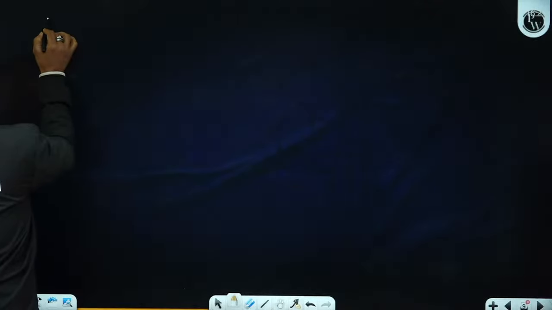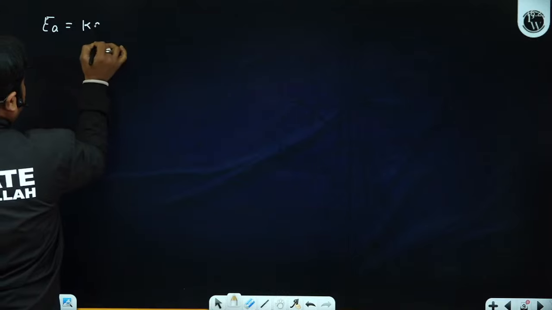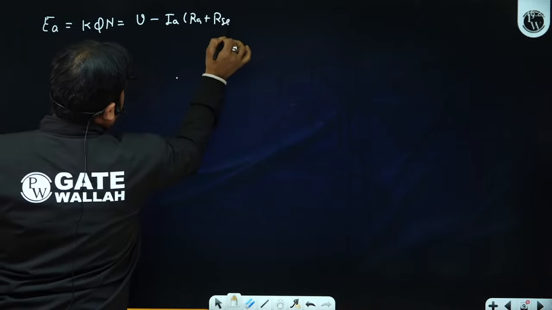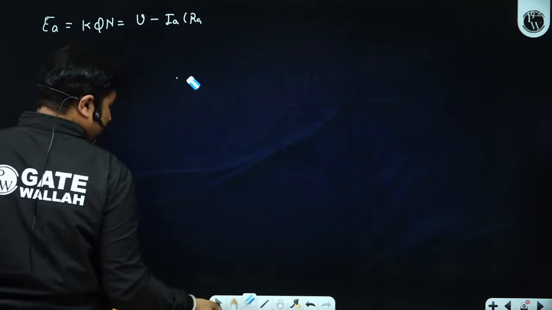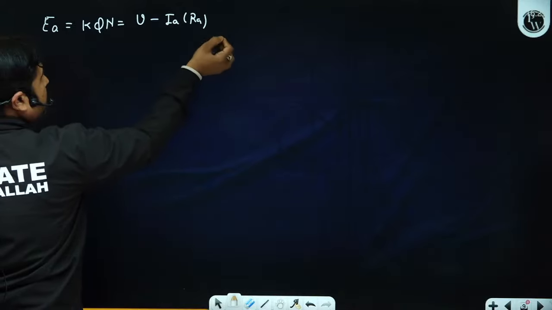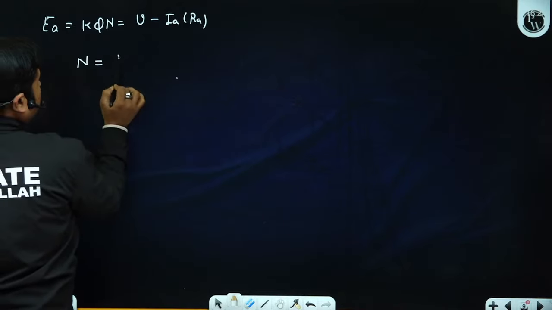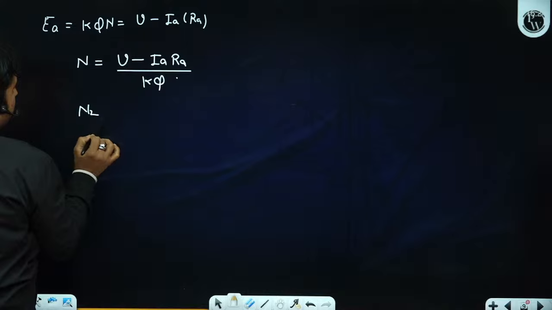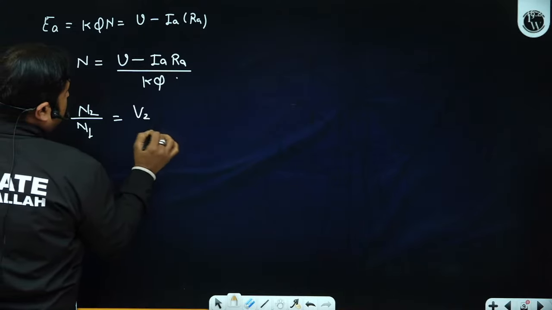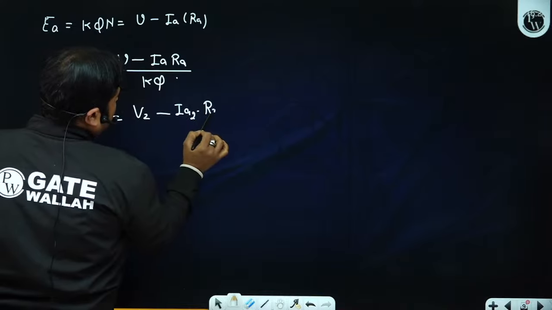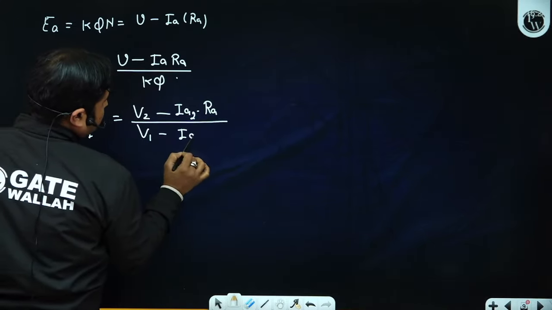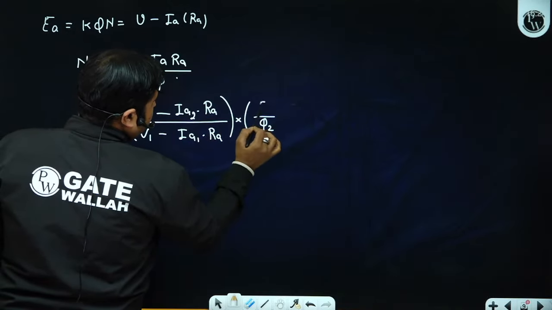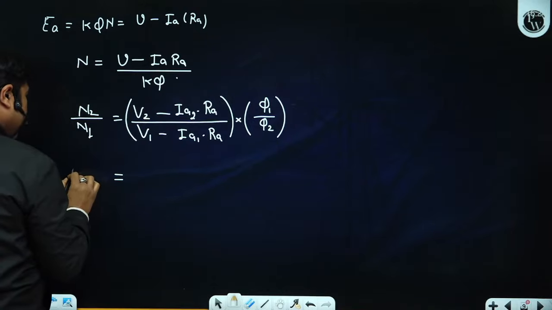We all know that Ea is equals to K phi N, and that can be represented as V minus Ia into Ra plus Rsc, or in case of shunt it is just Ra only. In case the brush drop is given, you have to consider the brush drop as well. So N equals V minus Ia Ra upon K phi. From here you can say new speed by old speed will be equals to new voltage minus Ia2 Ra upon V1 minus Ia1 Ra. Since there is a change in the flux as well, so phi 2 and phi 1. Just we need to put the values.